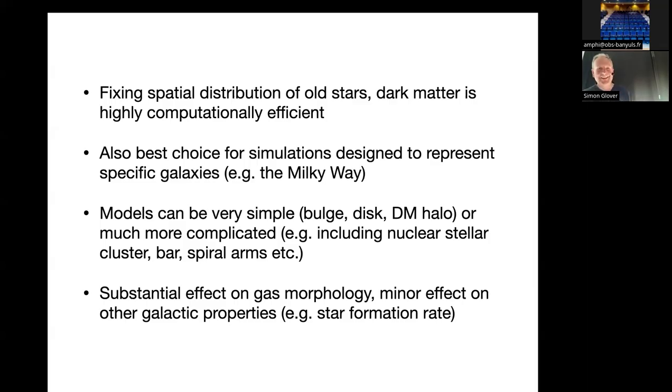Now, how we do these models can be very simple. Like the simplest case, we have a bulge, a disk, and the dark matter halo, or we can get a lot fancier. We can put in things like the nuclear stellar cluster, the bar, the spiral arms.